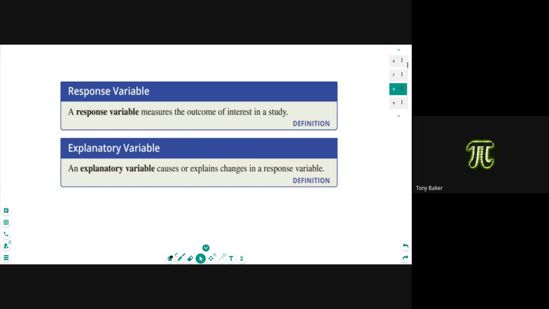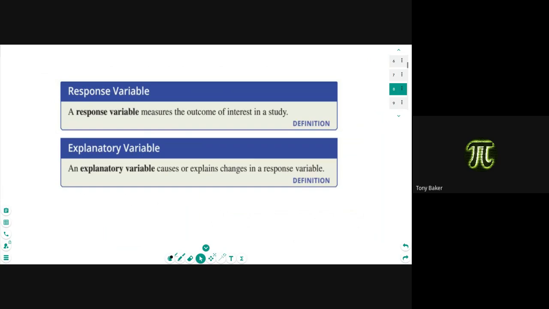So, for example, in the one we just did, the response variable is the student's grades in physics, because that's the end result, right? And we're going to look at how they did in the course. The explanatory variable will be whether the students took calculus before the physics.